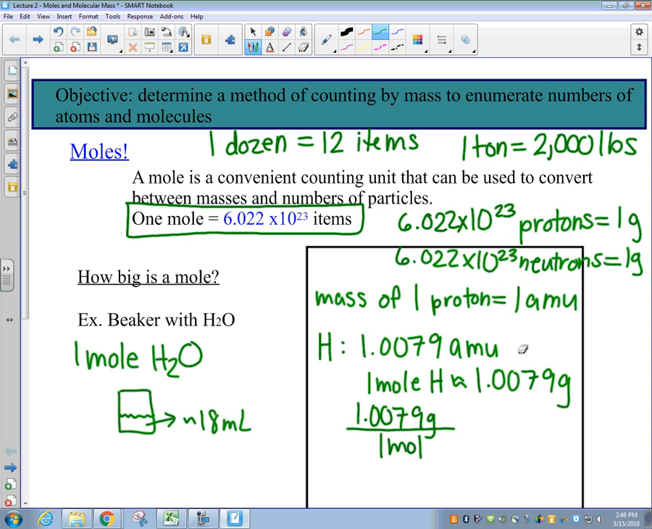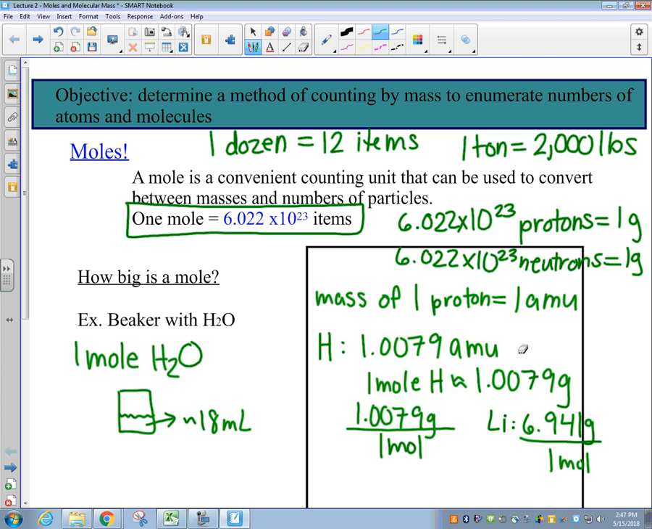Now, if we take a look at another atom on the periodic table, let's take a look at atomic number 3. Look at lithium. If you look at the atomic mass for lithium, it is 6.941. Well, we use the units of grams per 1 mole. That means in 1 mole of lithium atoms, there is a mass of 6.941 grams. In other words, 6.022 times 10 to the 23rd atoms of lithium have a mass of 6.941 grams.